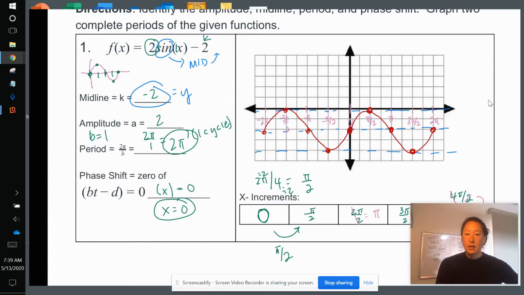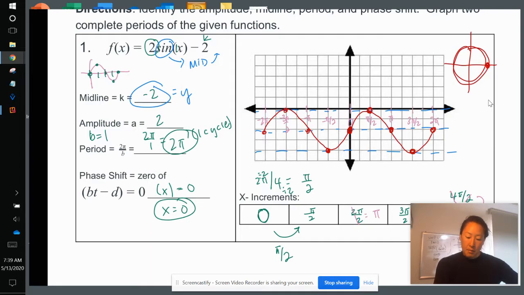Okay, imagine yourself going around in the circle now. And draw yourself a circle here. Okay, if I were at time 0, I would be at the midline of the circle.